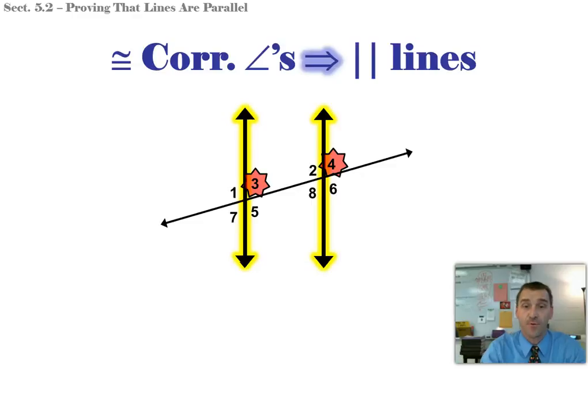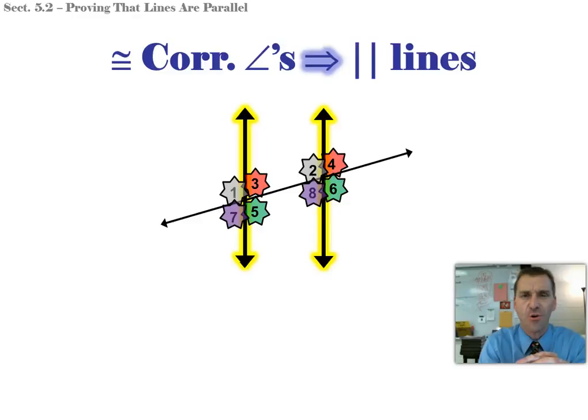You can show 3 and 4 are congruent. That would mean the lines are parallel. You can maybe do 5 and 6. You could do 1 and 2. Or you could do 7 and 8. Either way, you pick a pair. You don't have to show all 4 pairs are congruent. You only need 1. One pair of corresponding angles implies parallel lines.